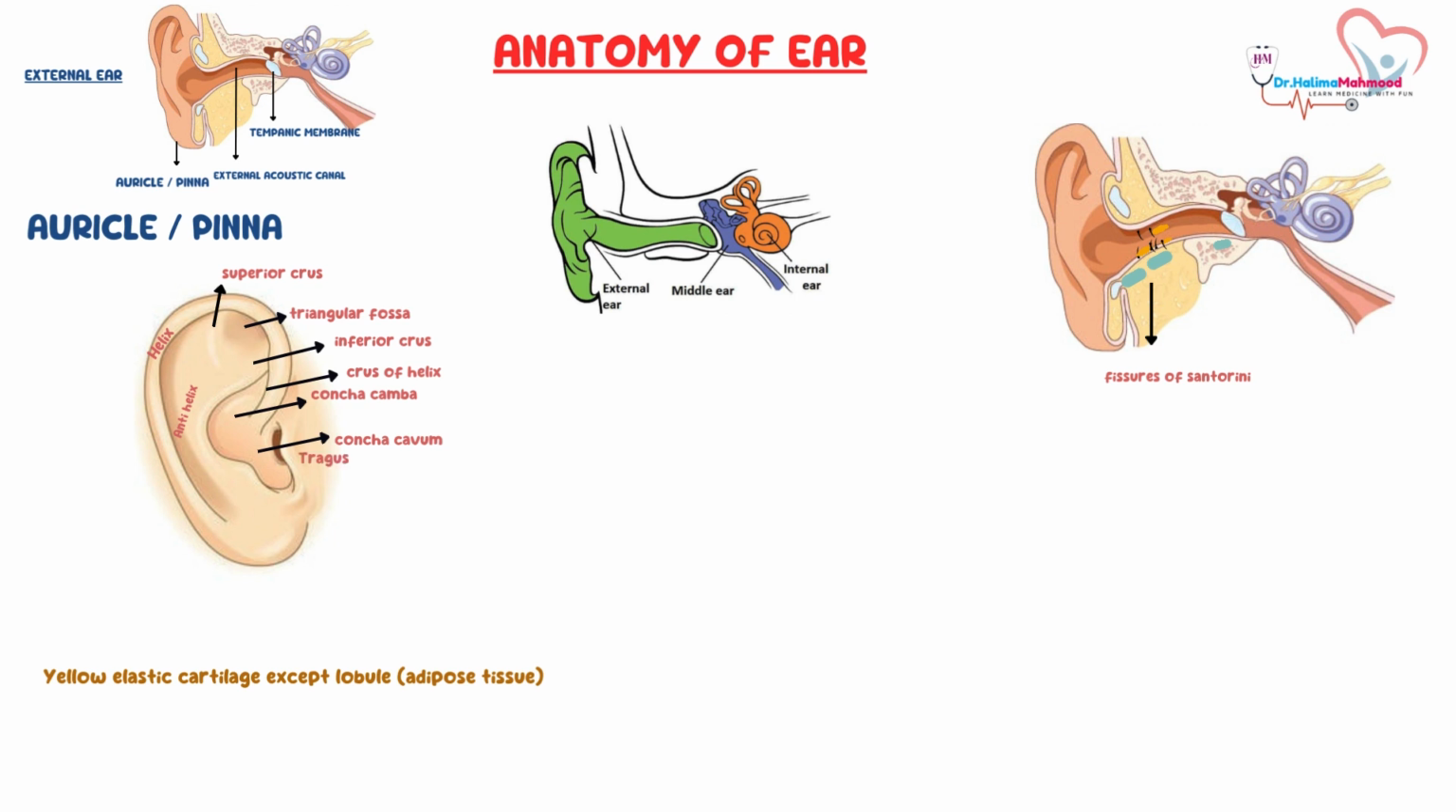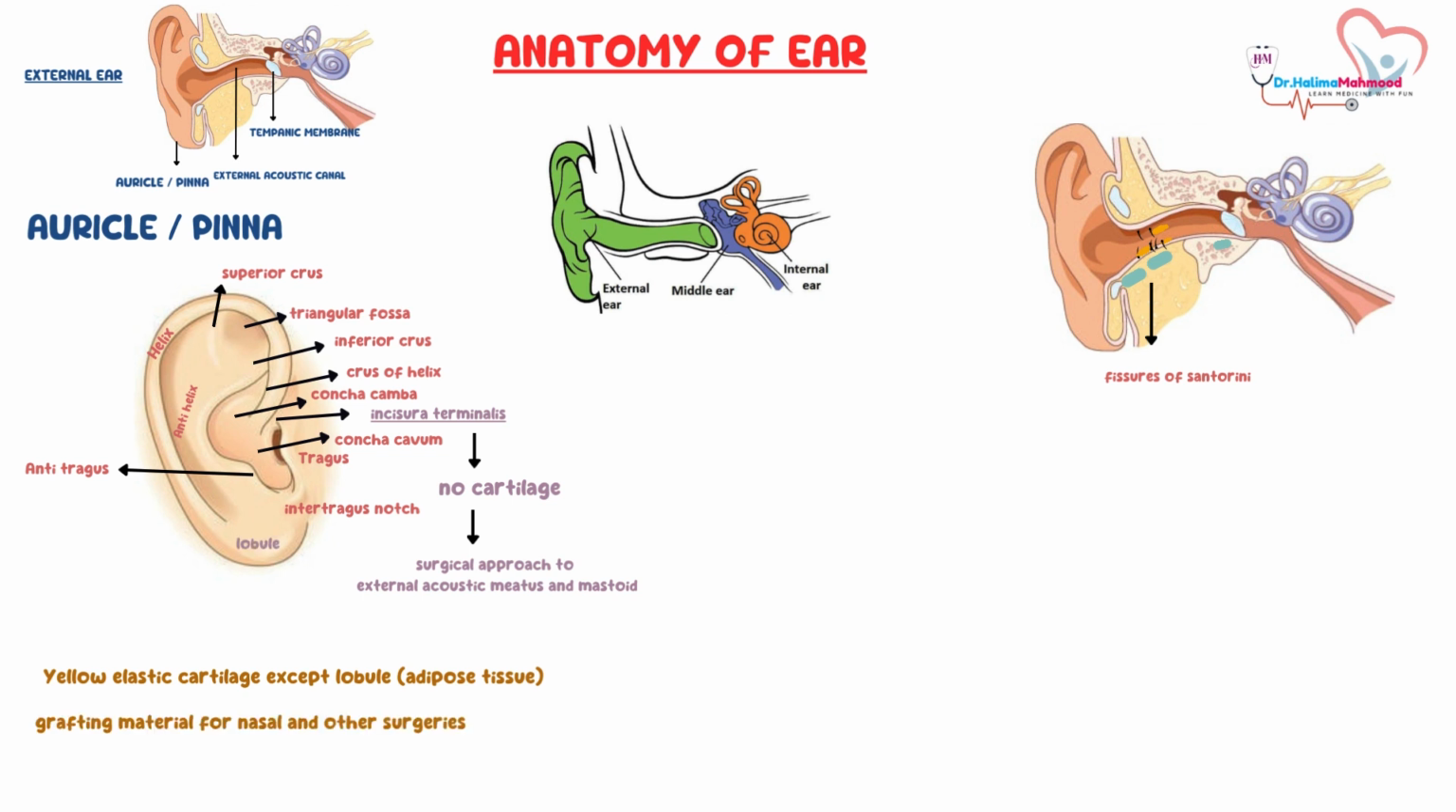There is the protrusion of skin along with the cartilage on the inferior portion of the ear known as the tragus. There is a ridge behind the tragus known as the antitragus. The area between the tragus and antitragus is known as the intertragic notch. There is an area between the tragus and crest of helix known as the incisura terminalis. As we already discussed this, there is the absence of the cartilage in this portion. This makes this portion so important for surgical approach to external acoustic meatus and the mastoid. And last one is the lobule. We also use pinna as a grafting material for various surgeries of nose and other portions of the body.